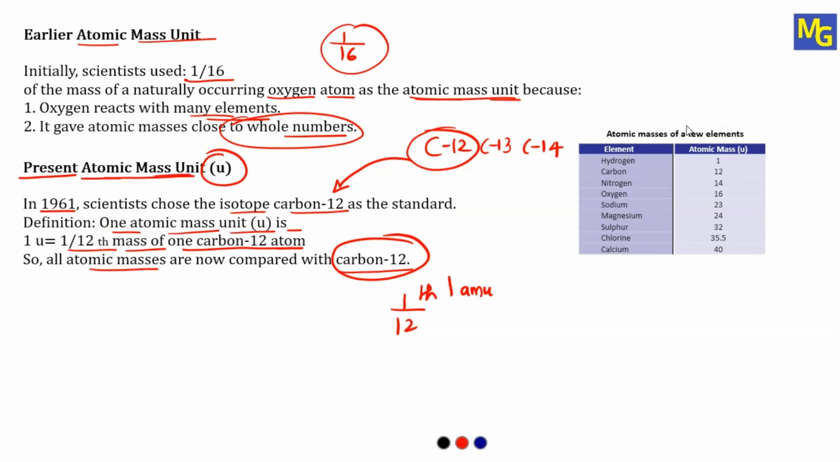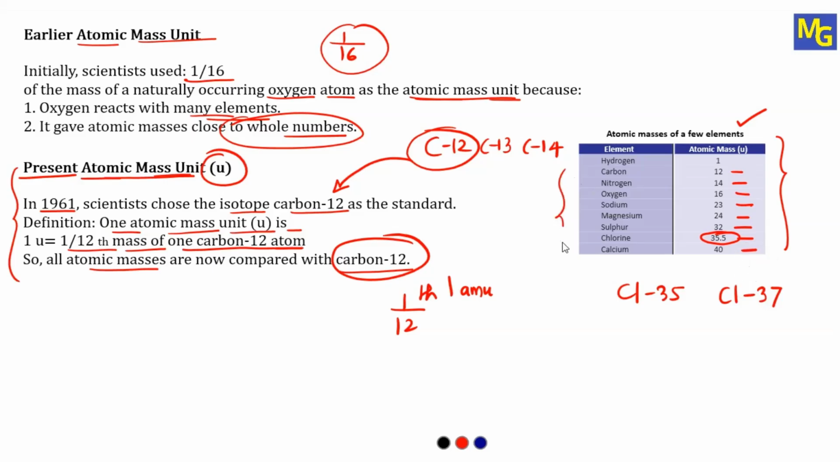So you can see here atomic masses of a few elements which are given in the NCERT book. Hydrogen atomic mass is 1, carbon is 12. Now all these atomic masses we have measured with the help of the present atomic mass unit method, that is by using the carbon 12 isotope. So nitrogen is 14, oxygen 16, sodium 23, magnesium 24, sulfur 32, chlorine is 35.5 and calcium is 40. Chlorine is 35.5 because chlorine has two isotopes, that is Cl35 and Cl37. So by measuring the average atomic mass we are getting the mass of chlorine as 35.5.